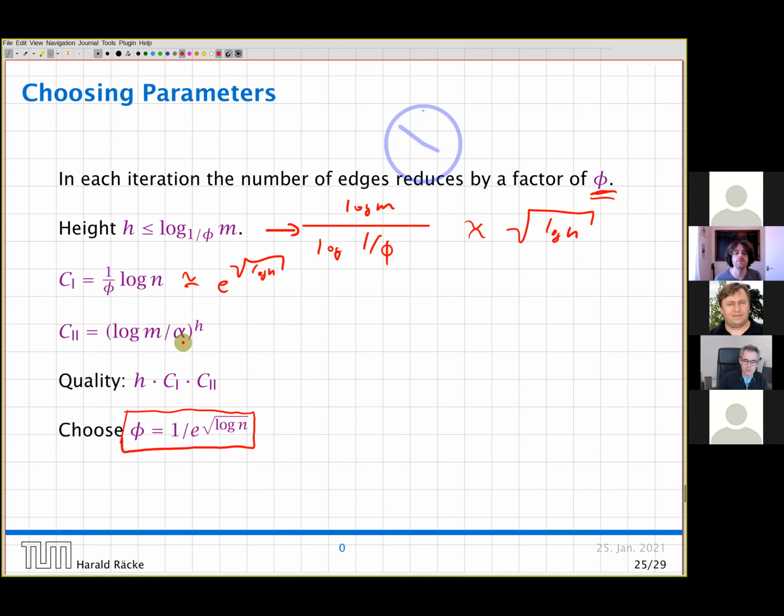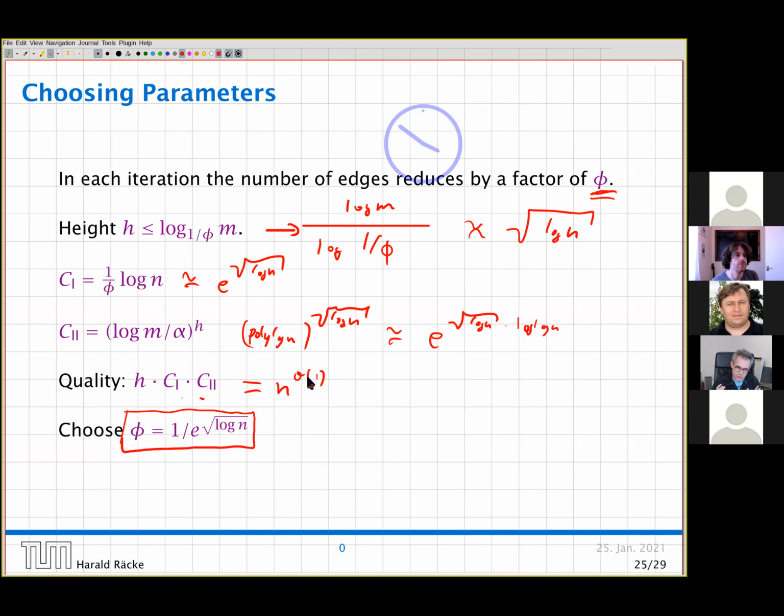What will this be? This will be alpha. Alpha is something like 1 over polylog. So this will be something like polylog n to the square root of log n, which is pretty similar. There will be some log factors sitting out here. And if you take the product of all of this, then this will be n to the little o of 1. So this is how you prove the quality here.